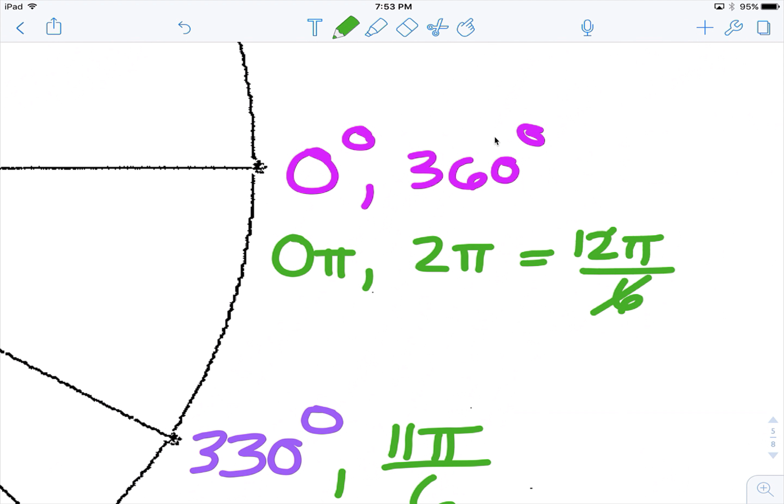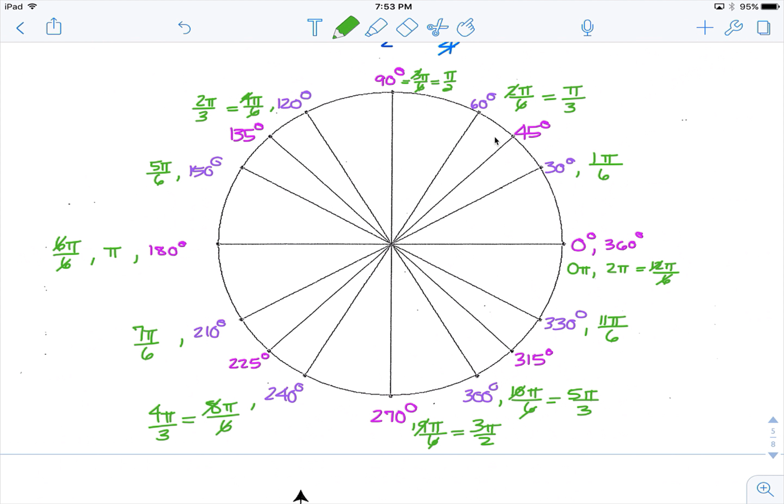Okay, so we've gone all the way around the unit circle. On the first one that we did, we counted in 45-degree increments or pi over 4 increments. And on this second unit circle, we counted in 30-degree increments or pi over 6 increments. So if it helps you the first few times that you go over this, count all the way around in pi over 6s and then just reduce your numbers.